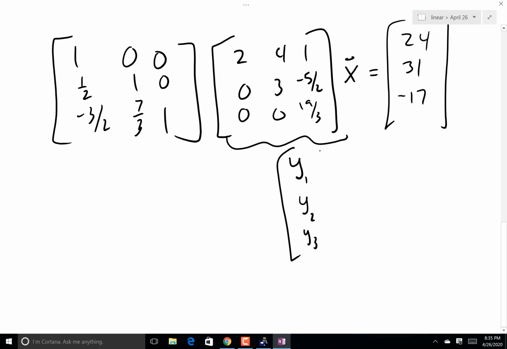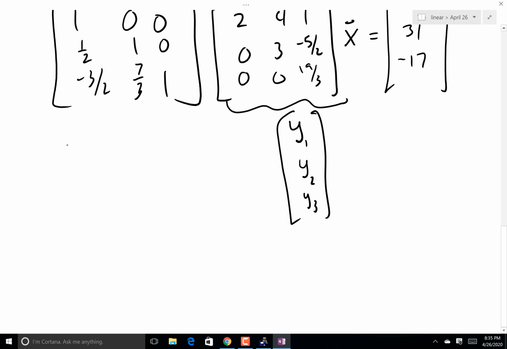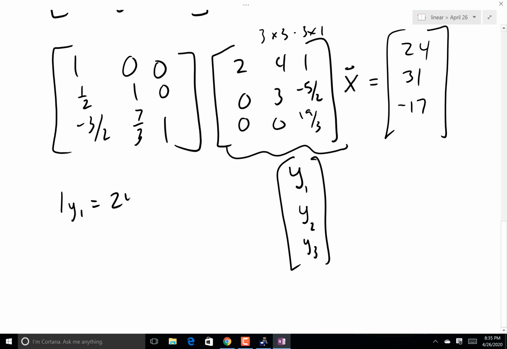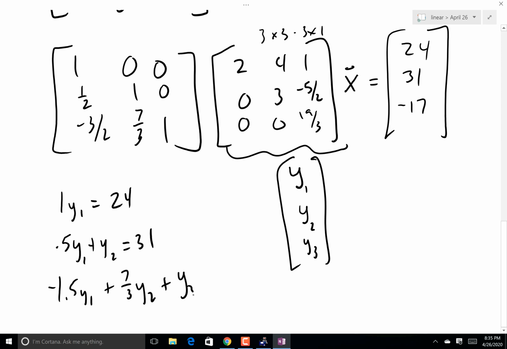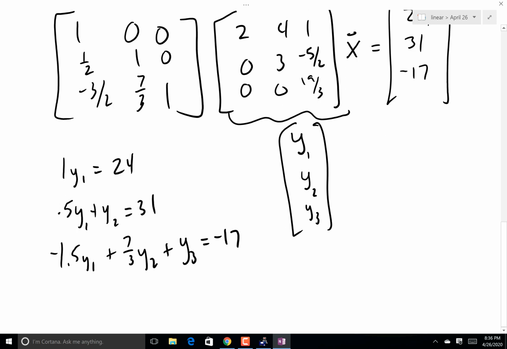Are you with me? Because we know this is a 3 by 3 times a 3 by 1, which gives me another 3 by 1. So it's an in-between vector. We're going to call it y. What that's saying to us is this: when you multiply it out, you're going to get 1 y1 is equal to 24. You're going to get a half of y1 plus y2 is equal to 31. And then you're going to get negative 1.5 y1 plus 7/3 y2 plus y3 equals negative 17.